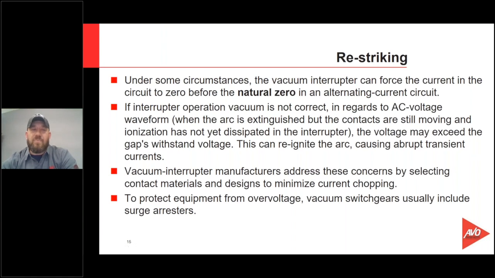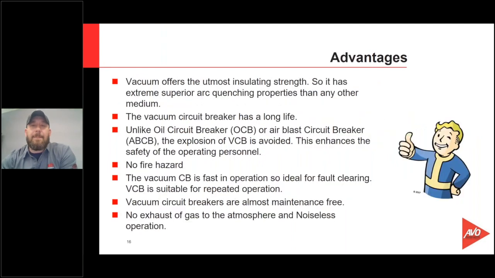Vacuum interrupter manufacturers address these concerns by selecting contact materials and designs to minimize any type of current chopping. To protect equipment from overvoltage, vacuum switchgears usually include surge arresters, and that's another subject in itself, some sort of voltage surge arrestor in line with our equipment. So restriking is critical when it comes to making sure that we test these bottles to make sure that the internal vacuum is correct, so we don't have this chopping and restriking.